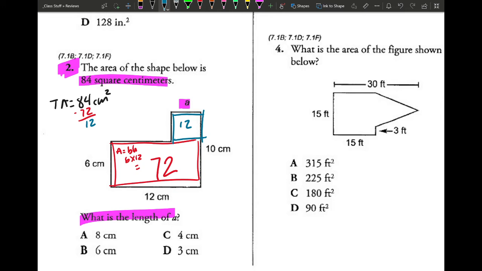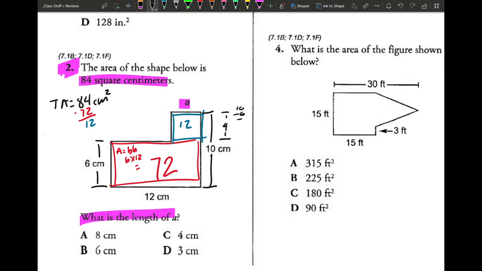So the area for that is 12, but I'm not looking for the area. I'm looking for the length of that side, A. I can easily find this. From here to here is 10. From here to here is 6. So that means that from here to here must be 4, right? 10 minus 6.